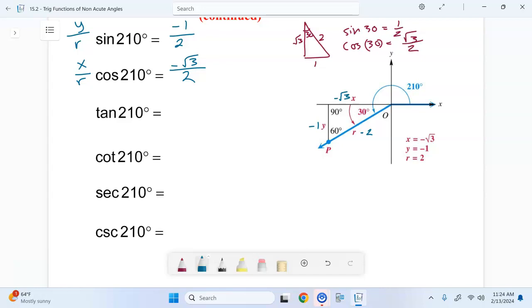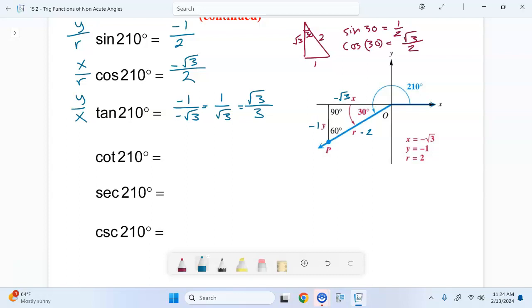So what 2 sides do we look at for tangent? Y over x. What's my y value? What's my x value? Negative root 3. So we simplify, become positive, and then rationalize. We get root 3 over 3. Now because sine and cosine were negative, because x and y were both negative, tangent becomes positive.